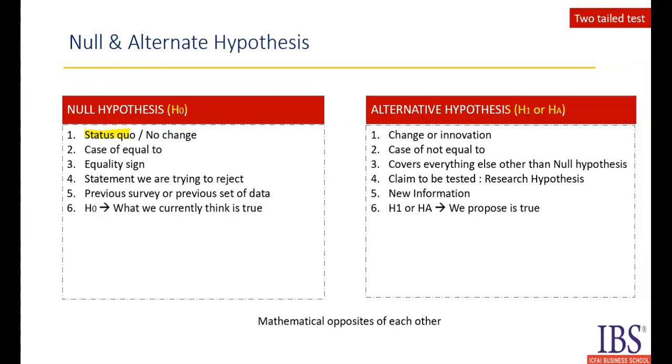But if some new information comes and a researcher wants to challenge that null hypothesis with his new information or premise, we call this new premise as alternative hypothesis. It is denoted by H1 or HA. This alternate hypothesis is something which we propose is true and we are currently testing it. It is also called research hypothesis and involves the claims to be tested.